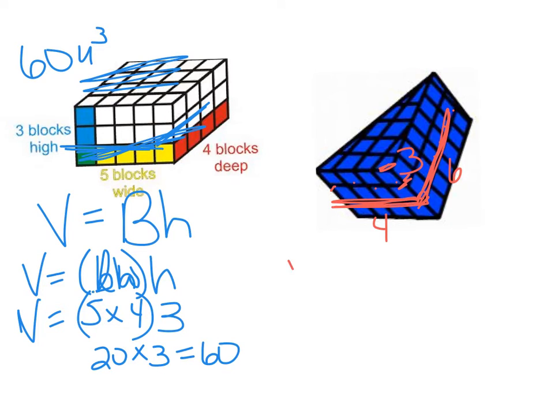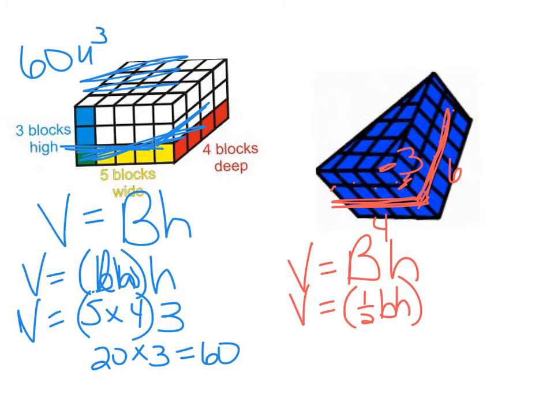So all you have to do is remember, volume is going to be capital B times H. So this is going to be the base. That's going to be half of the base and height, because it is a triangle, right? Times the height. Don't confuse the height of the base with the height of the prism. And that's what a lot of students get confused about.